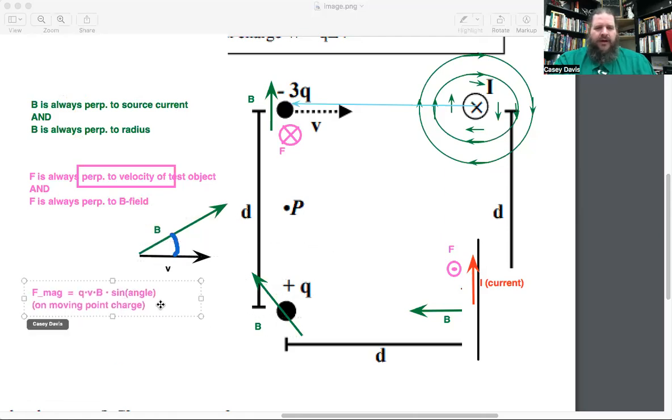Because the force on a moving point charge, like just a single small object that's got charge and is moving, is charge times speed times magnetic field times sine of the angle. But we can modify that a little bit based on expanding, what exactly does speed mean? This v here, what's the definition of speed?